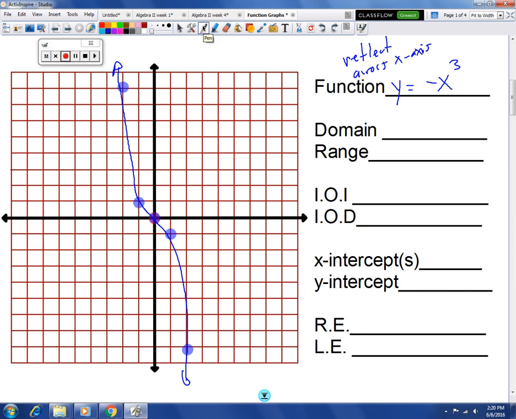What's the domain? I can substitute anything. What's the range? I can get any answer I want.